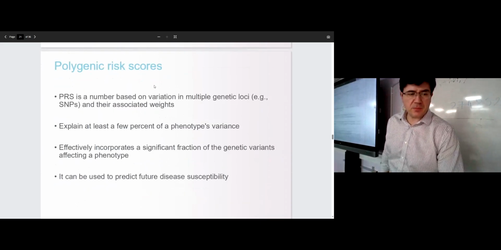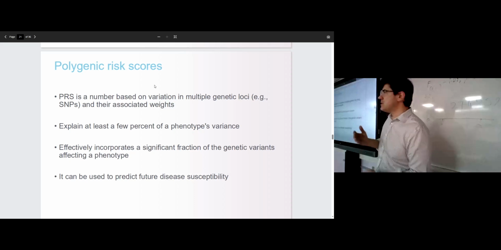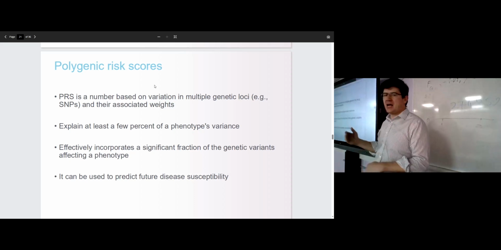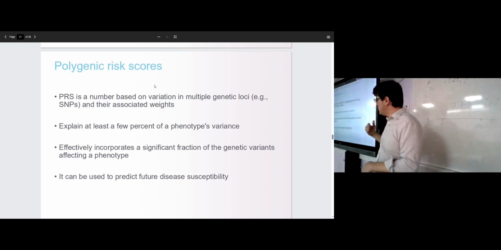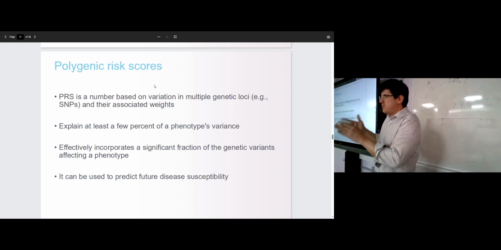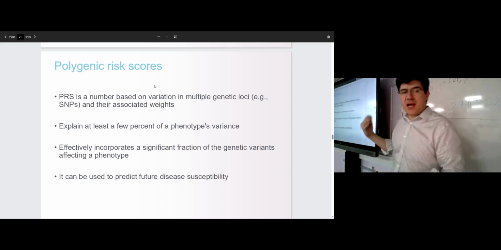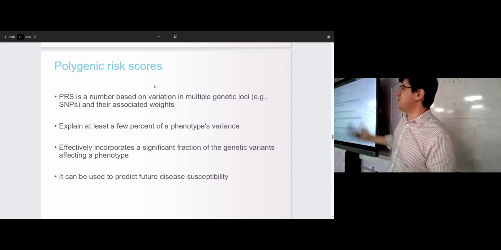If we add weights, because not all variants contribute the same amount, we can actually add weights to each of the variants that need to be present and that contribute to the disease. Then we can develop something called polygenic risk scores.